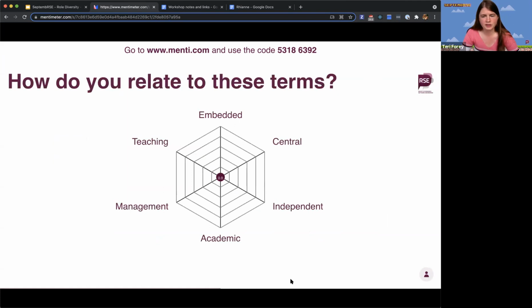So we gave you these terms at the beginning, and I'd like to ask you, on a sliding scale, how do you relate to these terms? How relevant is each one of these words that we ran through at the beginning? How do you relate to them? And of course, you might be completely central or completely embedded, or some weird mix between the two. And this is what we want to find out here.